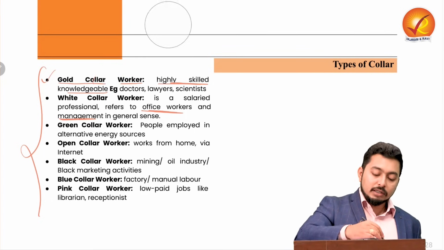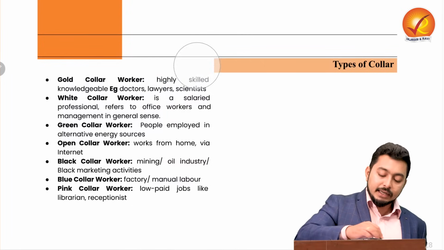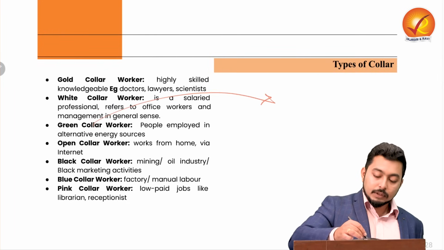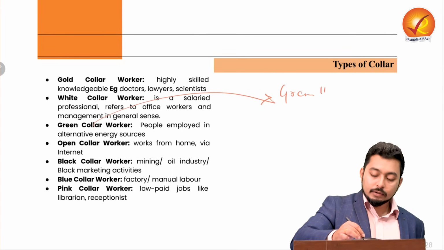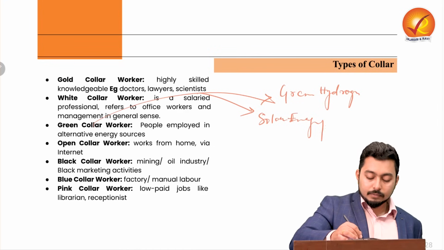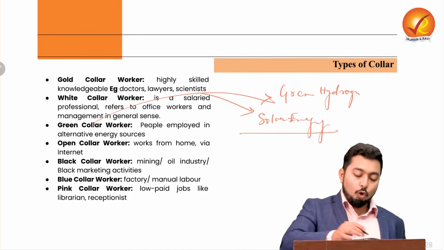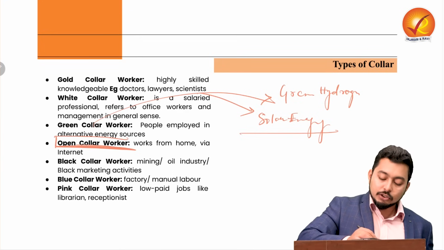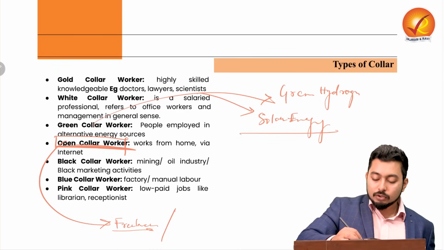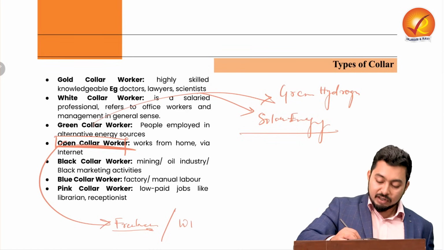Then green collar workers. Green collar workers are working in the green energy and clean energy sector. Let's say someone is working in green hydrogen, or someone is working in solar energy. Then we have open collar workers, and this is a new category of workers who are essentially freelancers and who are going for work from home.